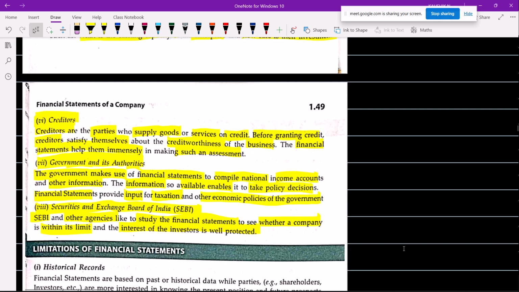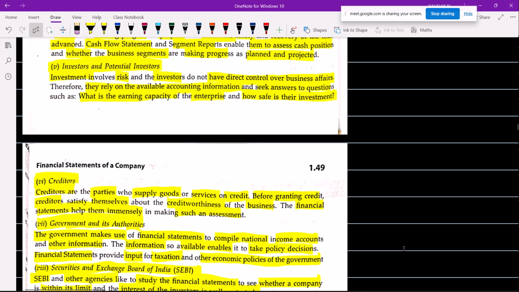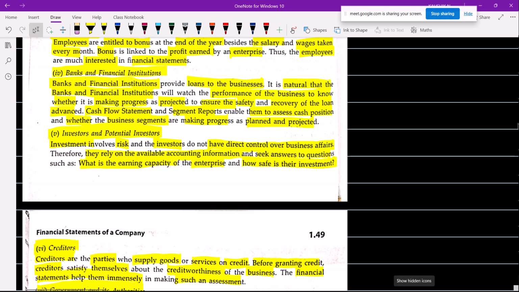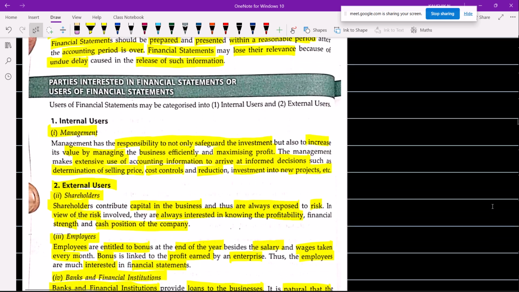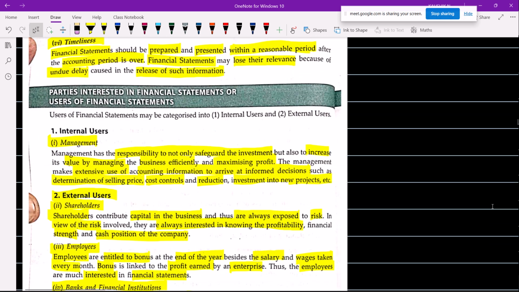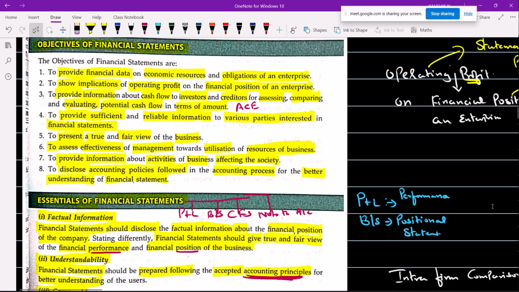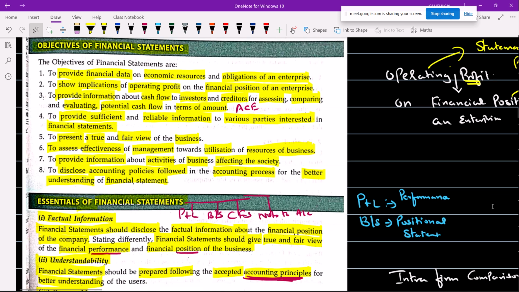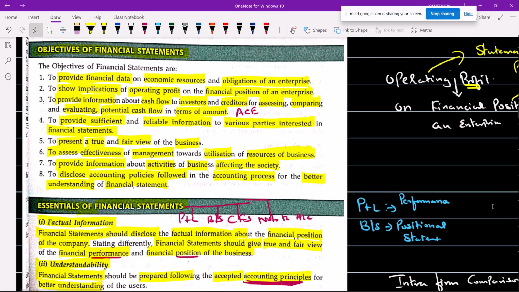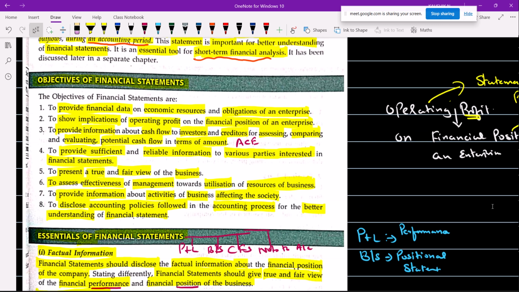Any doubt you have with respect to these two concepts we discussed today? No, sir. So today we learned four important terms. One is notes to accounts, one is the cash flow statement, then you learned about the parties interested in financial statement analysis, and then the objectives or essential features of financial statements. And of course, the objectives of financial statements we also learned today. Hope it is clear to you. Everyone, it's clear to you?